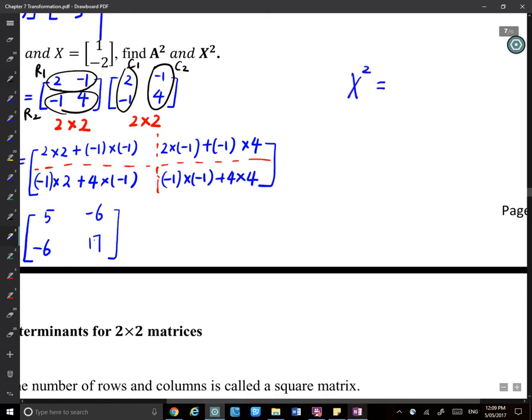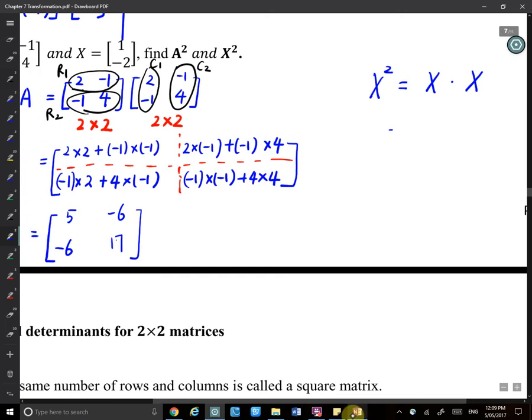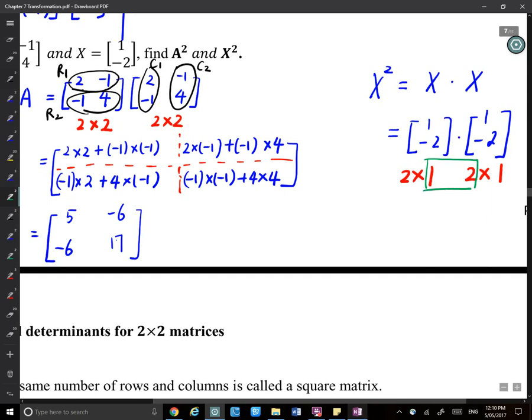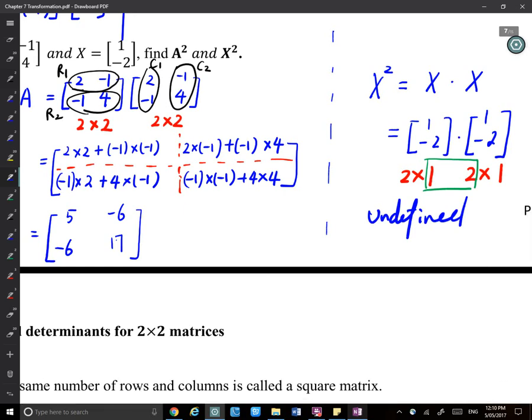And if you look at X squared, it will be X times X. So it's 1, minus 2 times 1, minus 2. That is a 2 times 1 matrix and a 2 times 1 matrix. Therefore, the middle two numbers are not the same. So for this one is undefined, because you can't times them together.